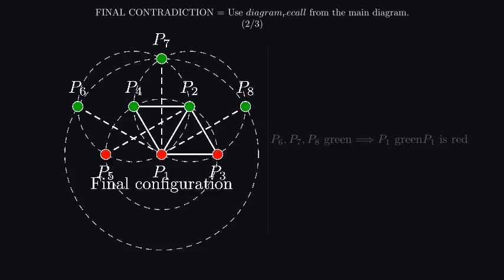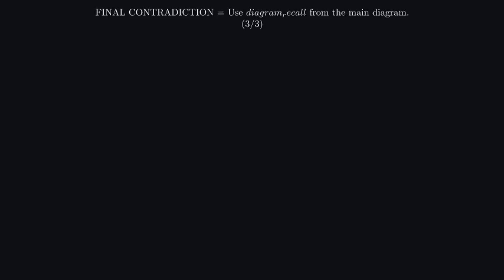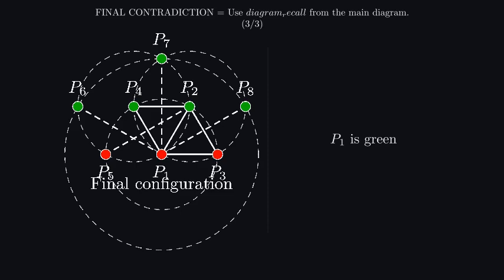Continue the calculation using the same diagram. The next steps are shown on the right. Now consider this step: the final contradiction, using the diagram recalled from the main diagram. Our assumption was false.